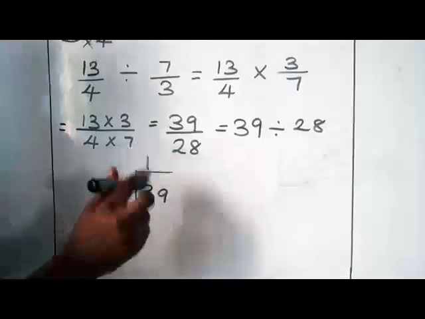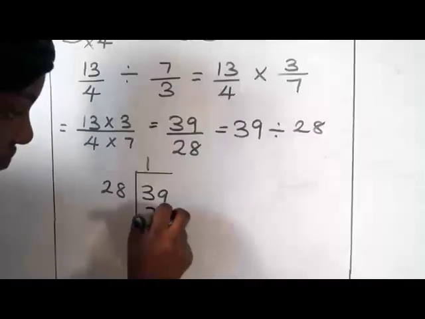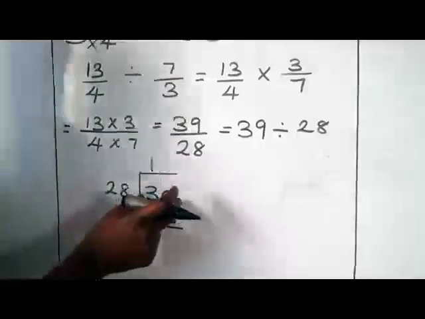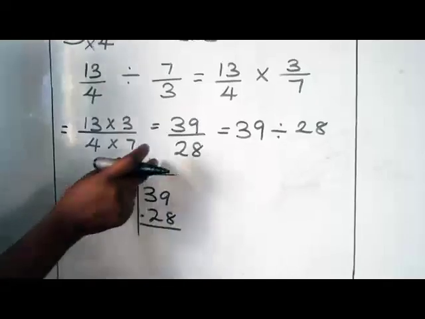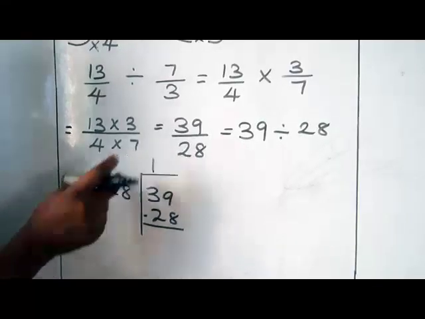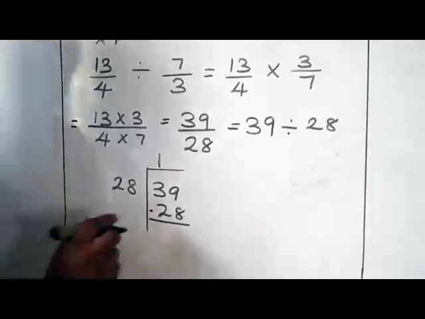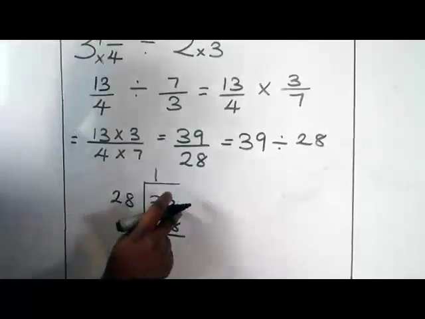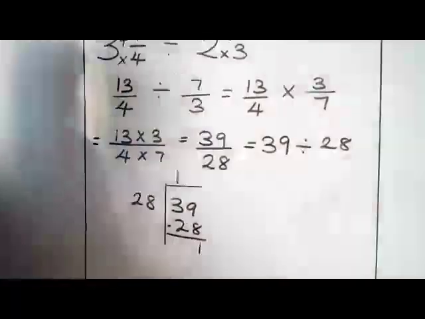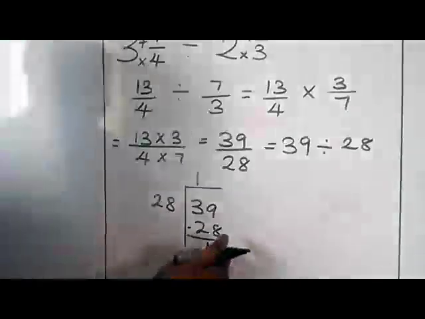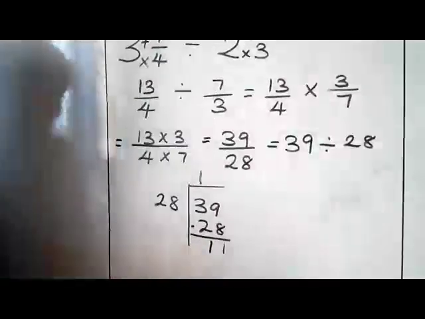28 multiplied by 1 will give me 28. Then I subtract. I divided 39 by 28 and I got 1. The next step is to multiply 28 by 1 and that gave me 28. The next step is to subtract. 9 minus 8 will give me 1. 3 minus 2 will give me 1. You will notice that this is smaller than this. I can no longer divide.